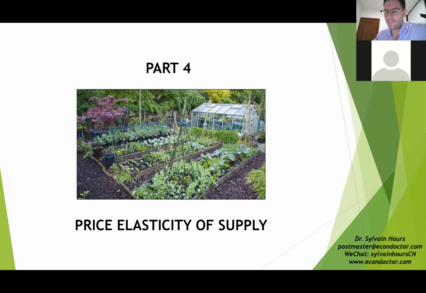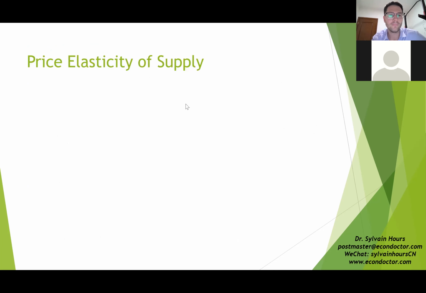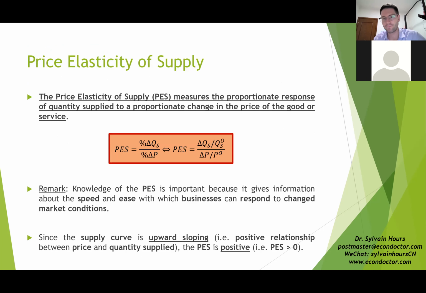PES, the last one. That's going to be rather quick because, again, it's essentially the same as the PED. The only thing that differs are the determinants, essentially. So I will tell you later why I have used this picture. Definition, same. Dependent variable, quantity supplied, independent variable, price. The change in price explains the change in quantity supplied.